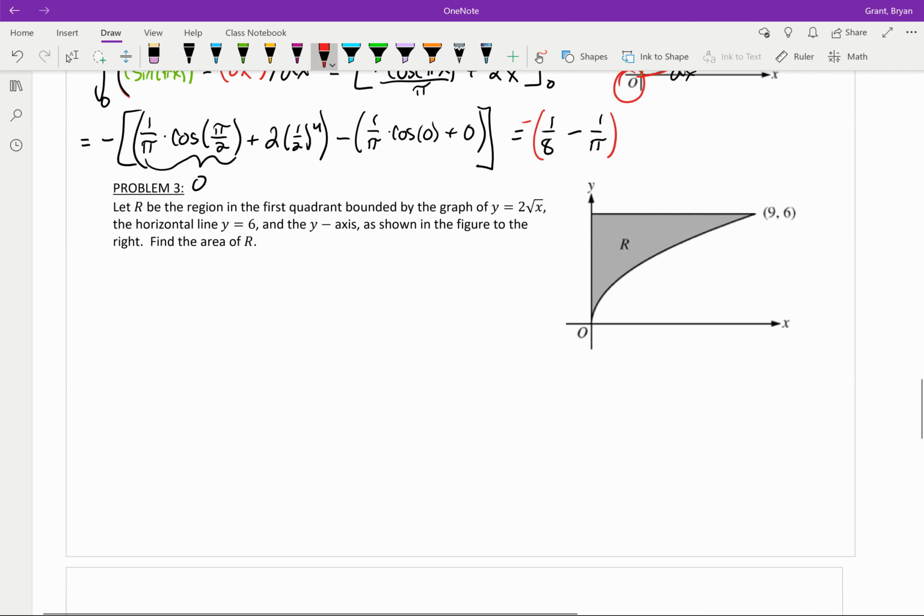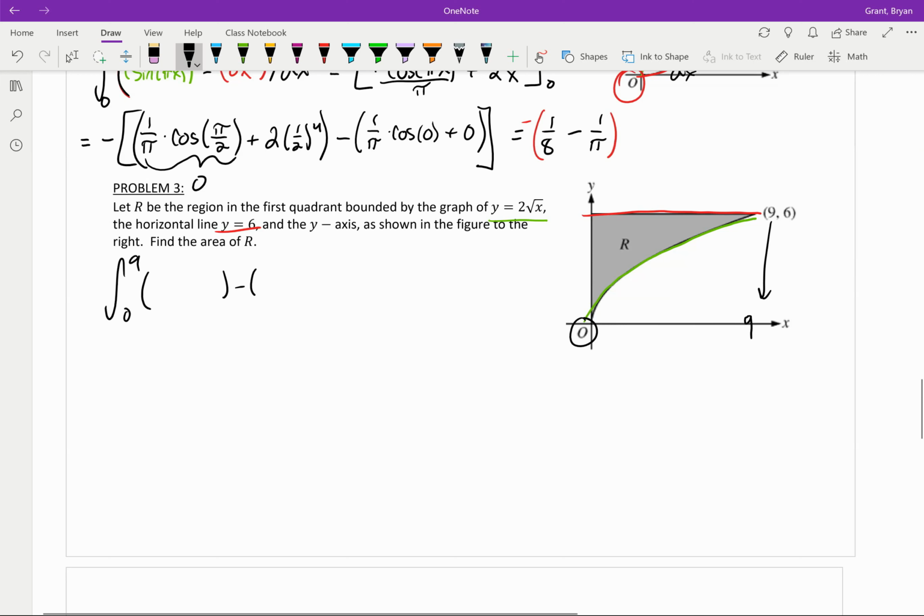Okay, next one. Here we go. There are many different ways to do this one. Maybe challenge yourself to do it in a different way. But I'm just going to keep with our top minus bottom sort of theme here. So we have a top function. Let's see, y equals 2 square root of x. That's going to be the bottom one. It's a square root function. And the horizontal line, y equals 6. And let's get to it. Find the area. We are going from x of 0 to x of 9.